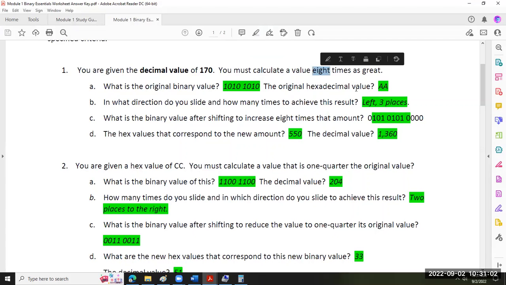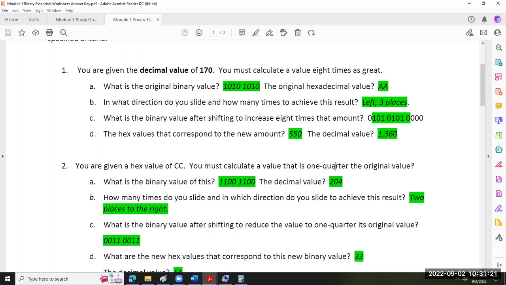So 8 times is left 3 places, okay? How did I get that? Well, if I bit shift to the left once, that's doubled. Bit shift to the left twice, that's quadrupled. Bit shift to the left 3 times, that's 8, right? 2 to the 3rd is 8. So I'm dealing with factors of 2.